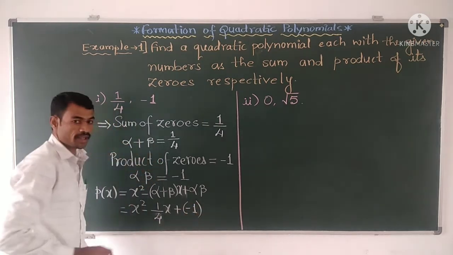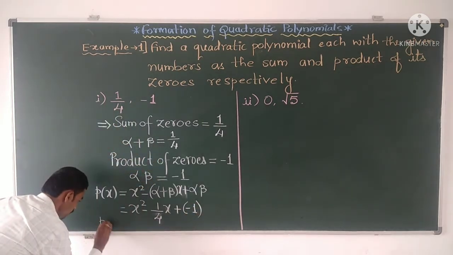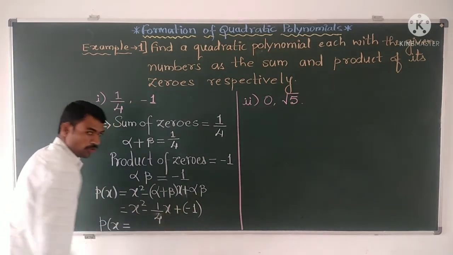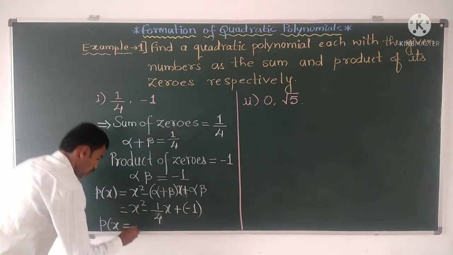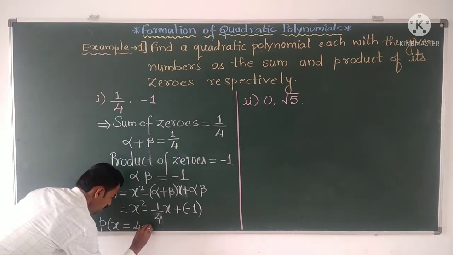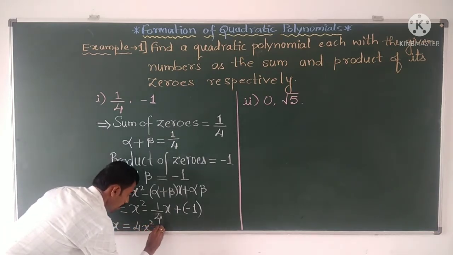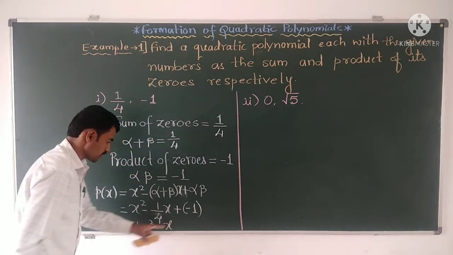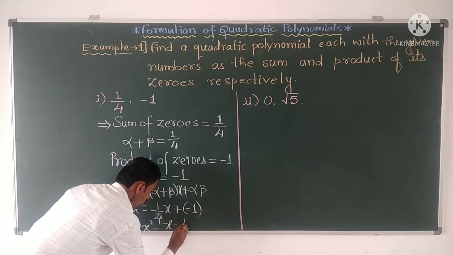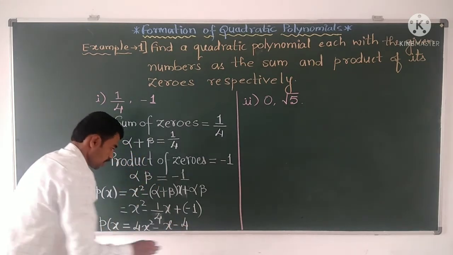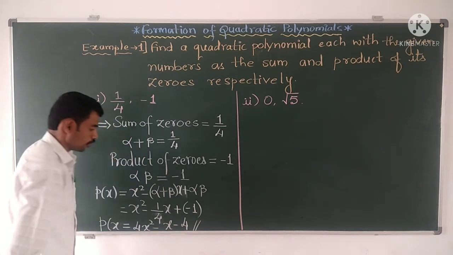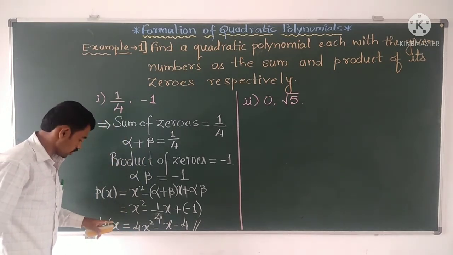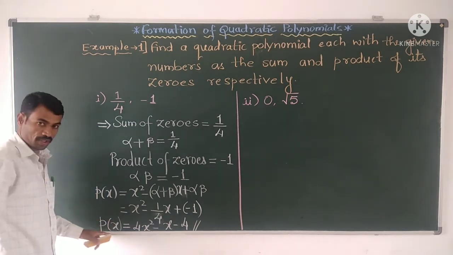If you rearrange the terms, then we obtain P of x is equal to, taking the LCM, which is 4, 4x square minus x minus 4. So this is the quadratic polynomial we needed to find. Clear? This is the quadratic polynomial.